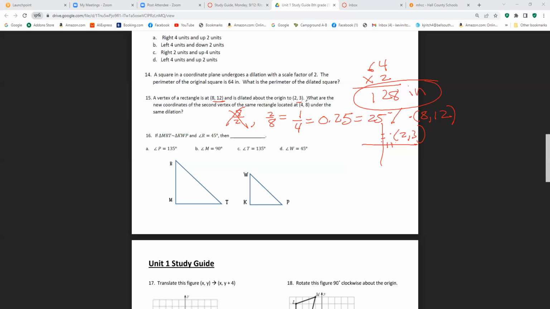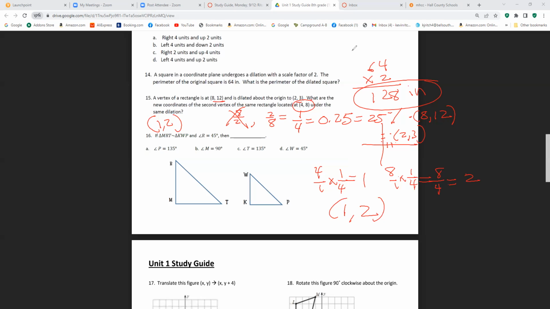So if we have a second vertex at 4, 8, we're going to multiply 4 and 8 by 1/4. So what's a fourth of 4? The answer is 1. What's a fourth of 8? The answer is 2. 8 over 4 is 2. So our new coordinates are 1, 2. Under the same dilation, that vertex would be at 1, 2.